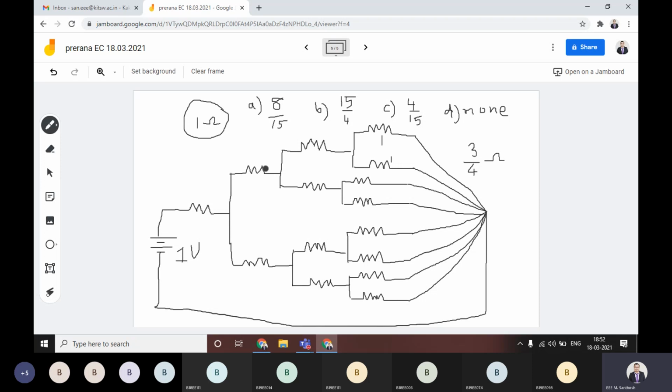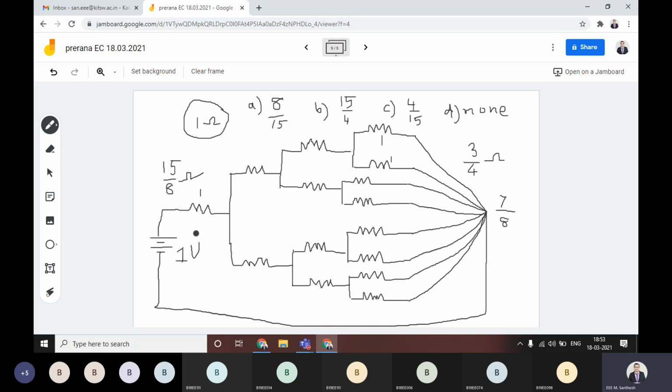Then again that one is in series with 1. That means 7 by 4, 7 by 4 in parallel. You will get 7 by 8. Then 7 by 8 in series with 1 ohm. That means 15 by 8. This is our equivalent.